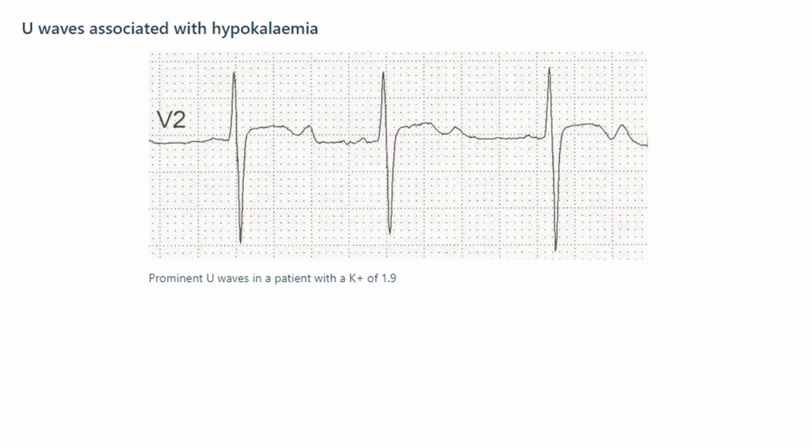These are the U waves as well in hypokalemia. You can see the T wave flattening or inversion followed by U wave. These are the U waves. Okay. Then coming to the next wave, Osborn wave or the J wave.